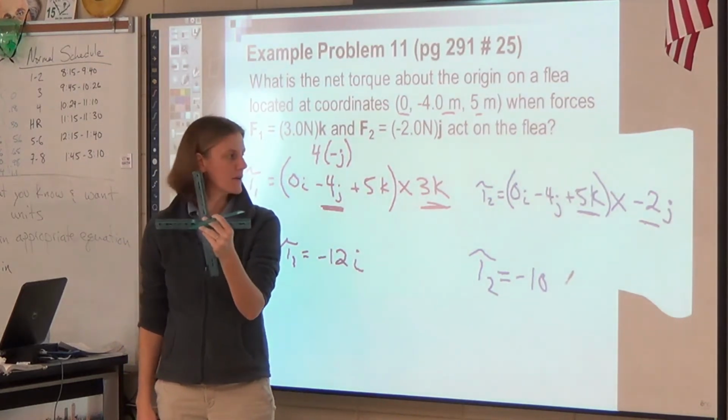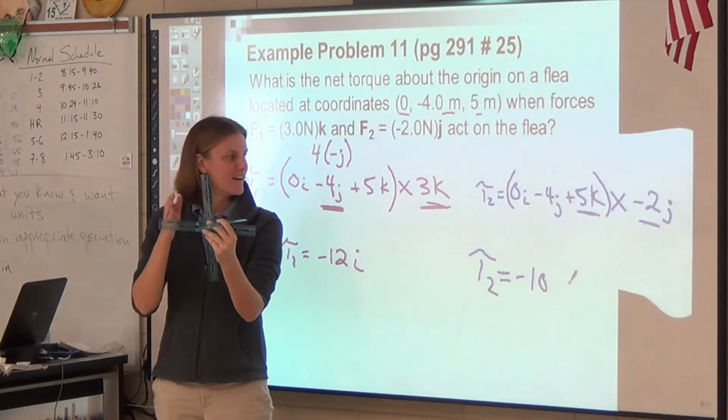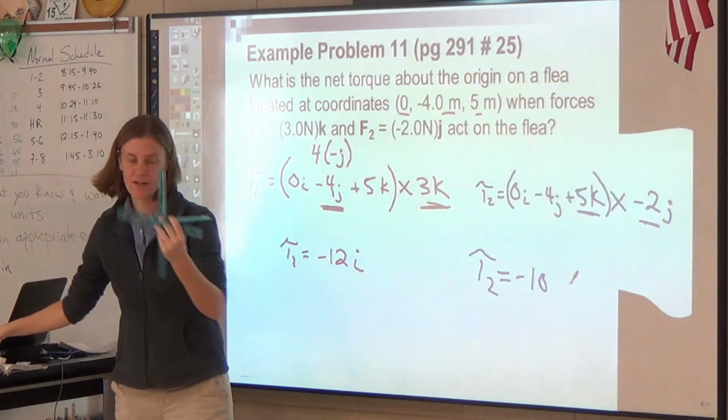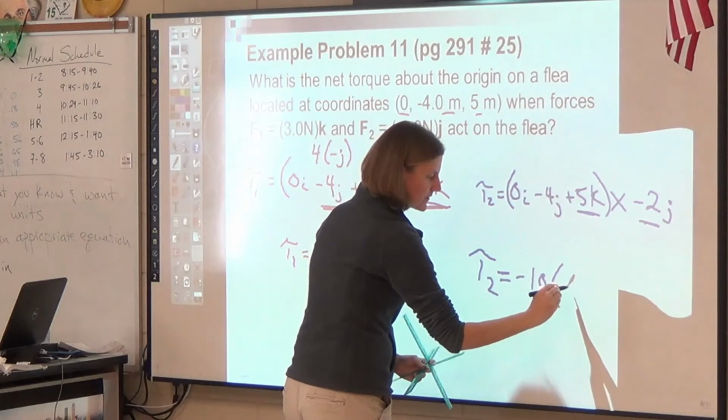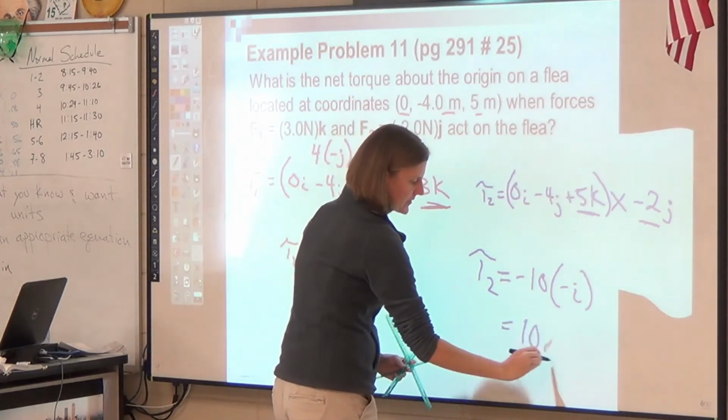Ah, so this might be negative. K cross J would be negative I. Yeah, so you're right. So this is a case where we would have 2 negatives. And then negative would just become positive.